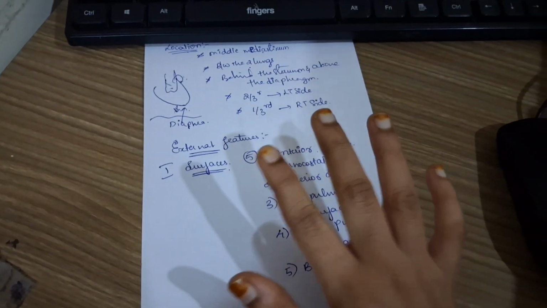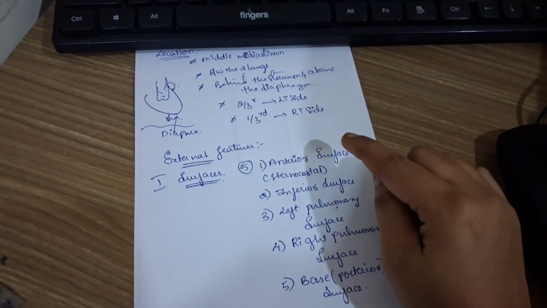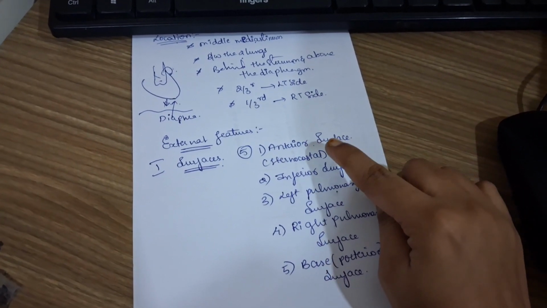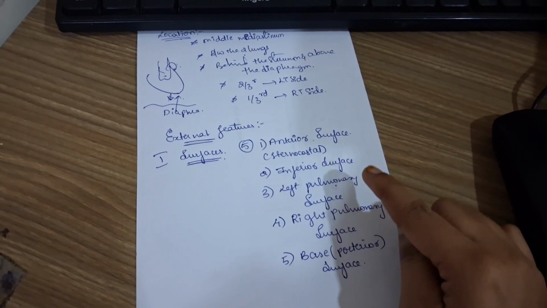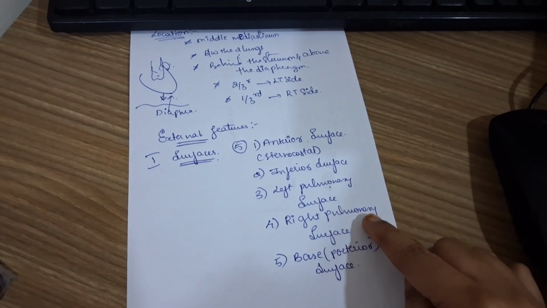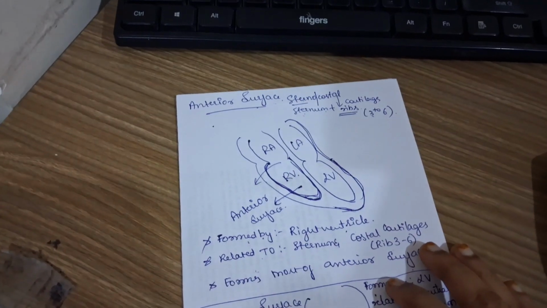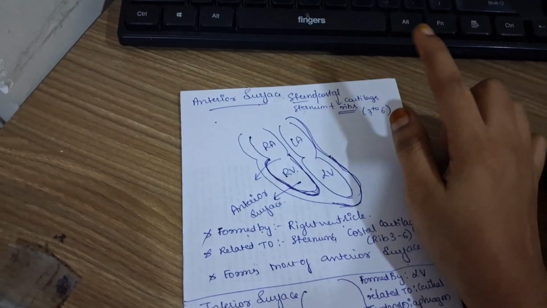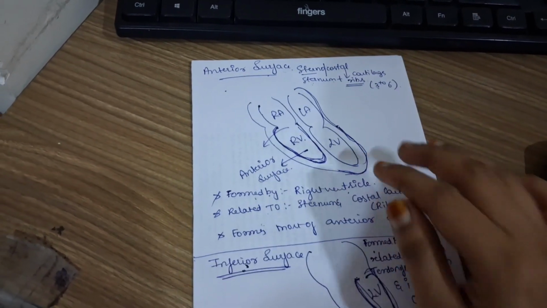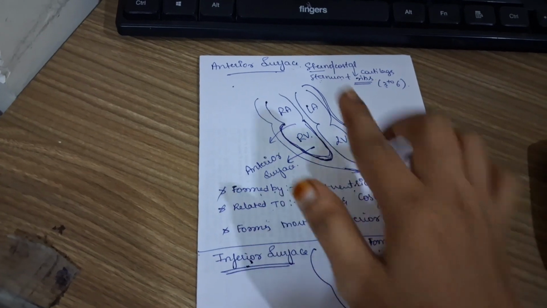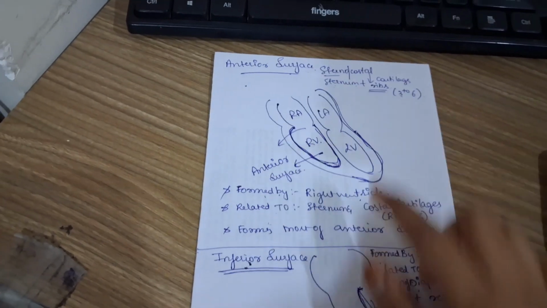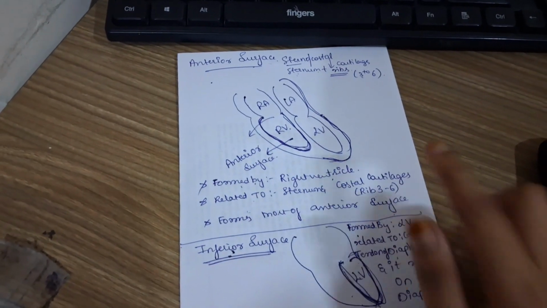Surfaces: the heart mainly consists of 5 surfaces. The anterior surface, also called the sternocostal surface, the inferior surface, the left pulmonary surface, the right pulmonary surface and the base, which is also called the posterior surface. So we studied what the anterior surface is. The anterior surface is also called the sternocostal surface. It is mainly formed by the right ventricle, which is related to the sternum and costal cartilages.